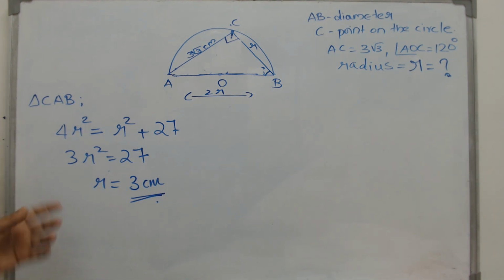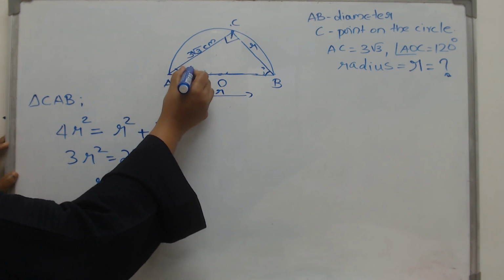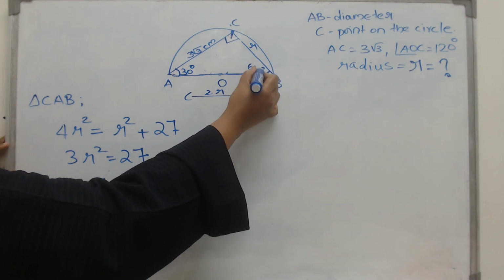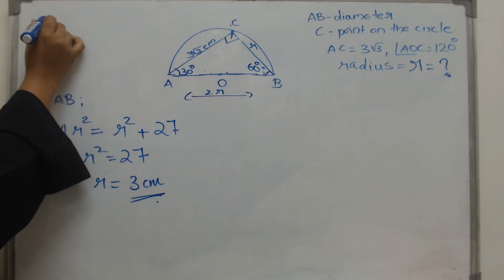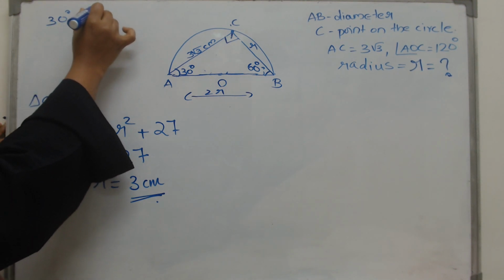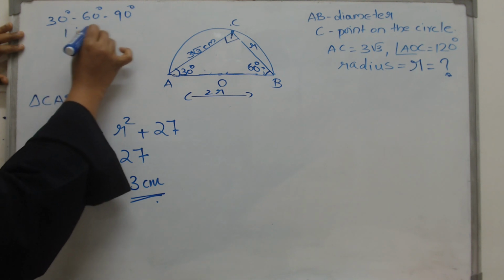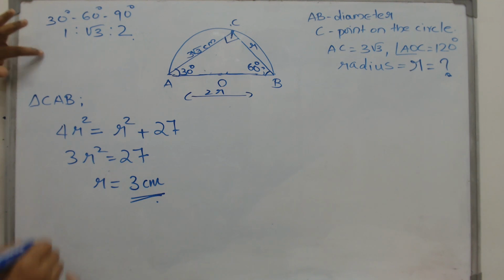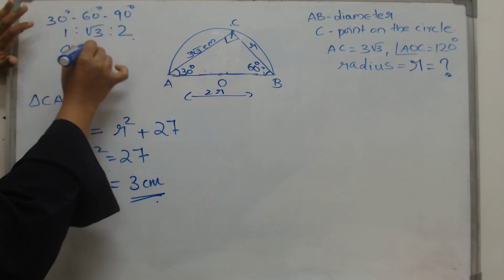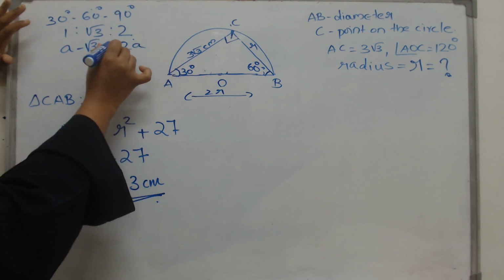Now you can do it in another way also, because we proved that this side is 30 degrees and we proved that this side is 60 degrees. You can do it using the ratios also. What do we know? When a triangle has the angles 30, 60, 90, then the opposite sides will be in the ratio 1:√3:2. That means if the side opposite to 30 is A, then the side opposite to 60 will be √3a and the hypotenuse will be 2a.